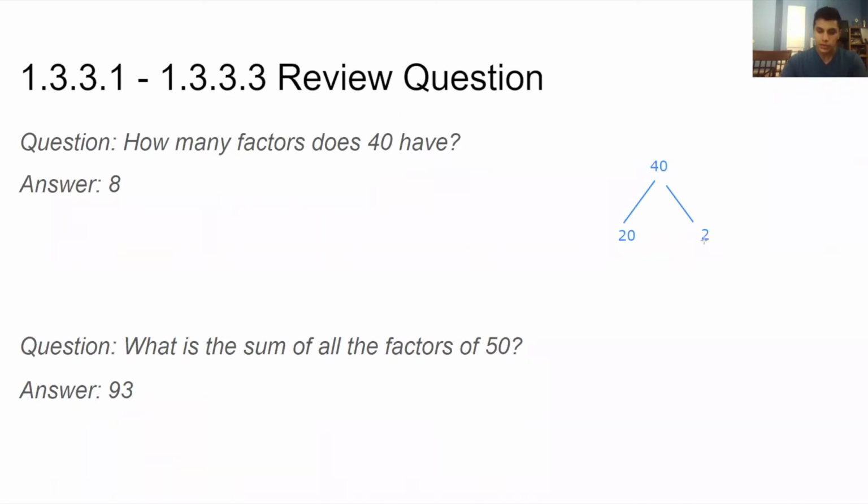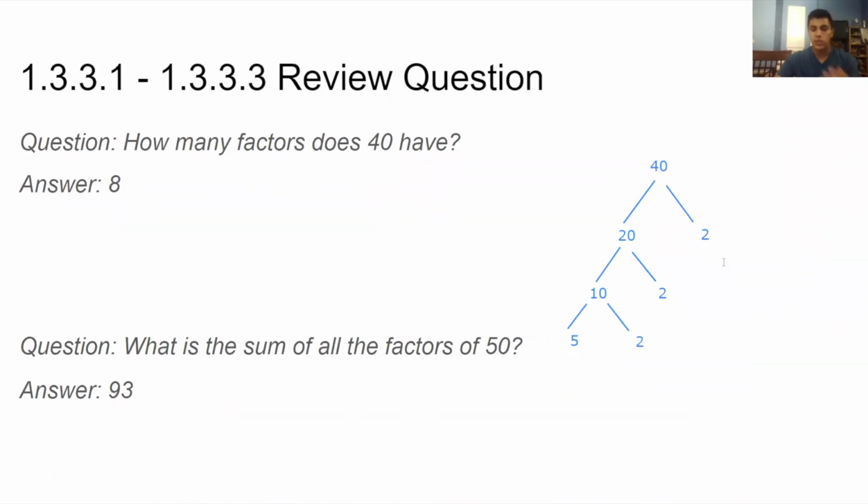Now 2 is a prime number, so I can't break that down further. But 20 isn't a prime number. In fact, it also ends with 0, so I know again that 20 is divisible by 2. I'll write 2 here, and whatever multiplies by 2 to get 20, which is 10. Again, 2 is prime, but 10 is not, because it ends with a 0, so it's divisible by 2 one more time. 10 divided by 2 is 5, so I'll write 2 here, and 5 here.